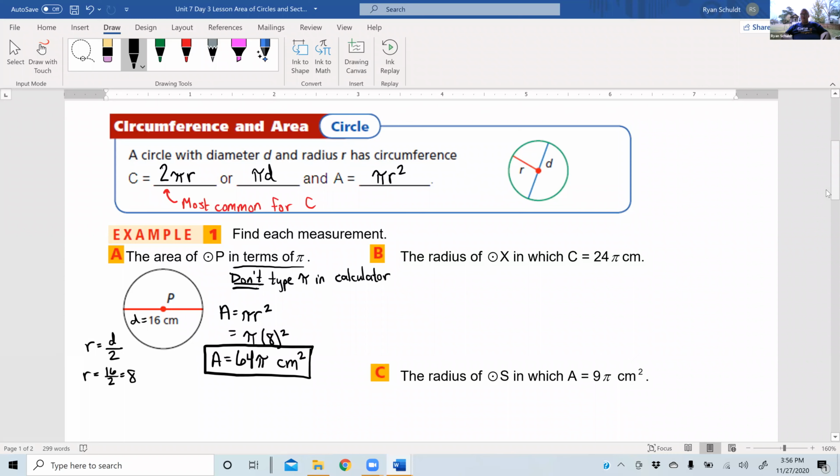And yes, I'll be able to tell if you type pi in the calculator, because if you typed it in, you would tell me that area is something like either 100 or 200 point something. No, 64 pi centimeters squared. Done. Not even going to show you where the pi button is because I don't want you to use it.